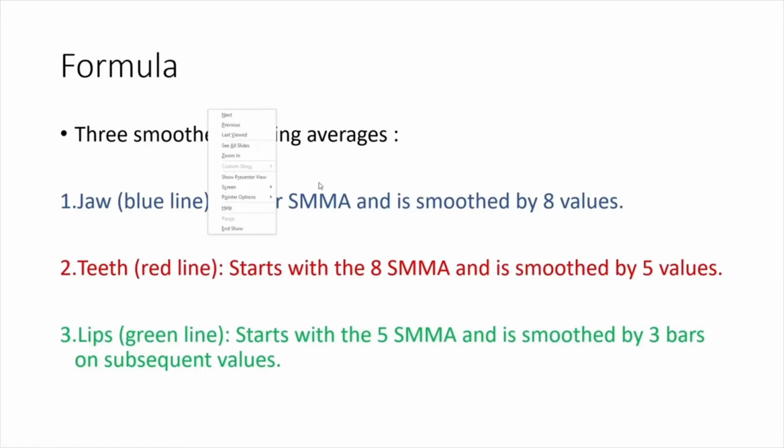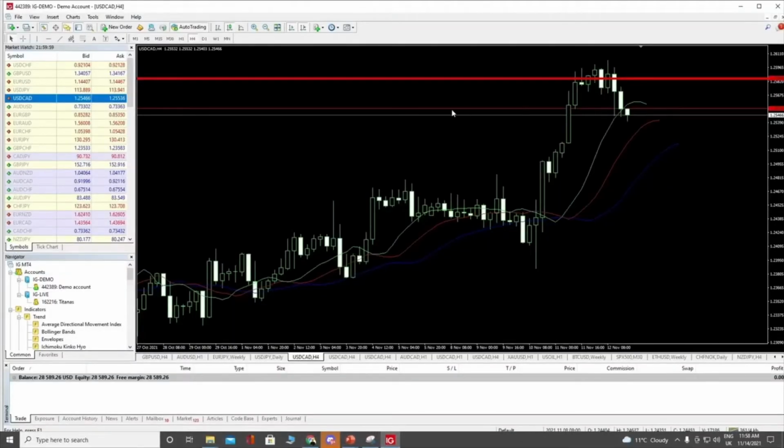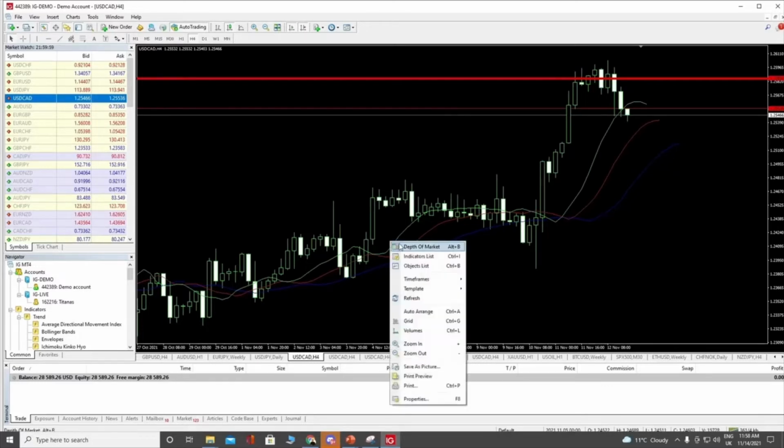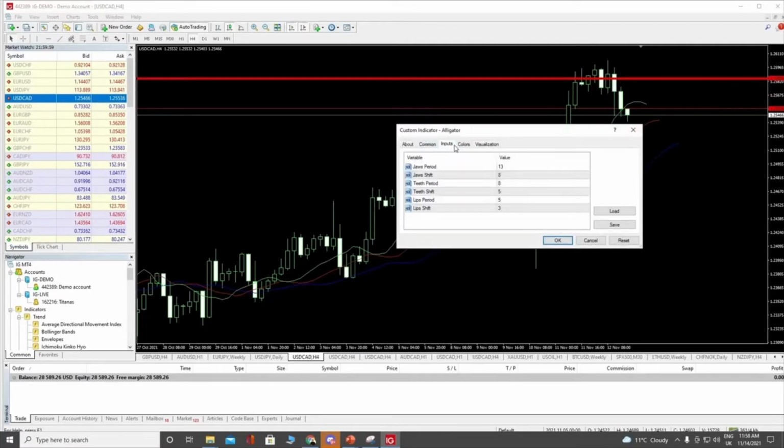Okay, now let's see. Let's open our platform. We have applied the indicator on the Canadian. These are the major properties of the alligator. These are the inputs that I've told you. They are all golden ratio numbers.